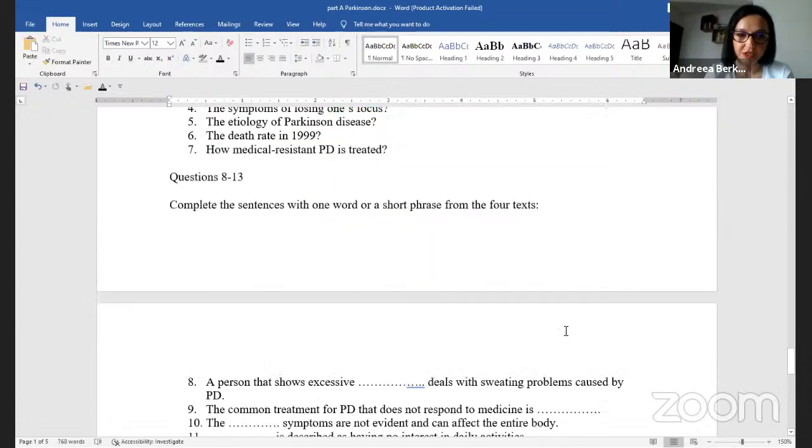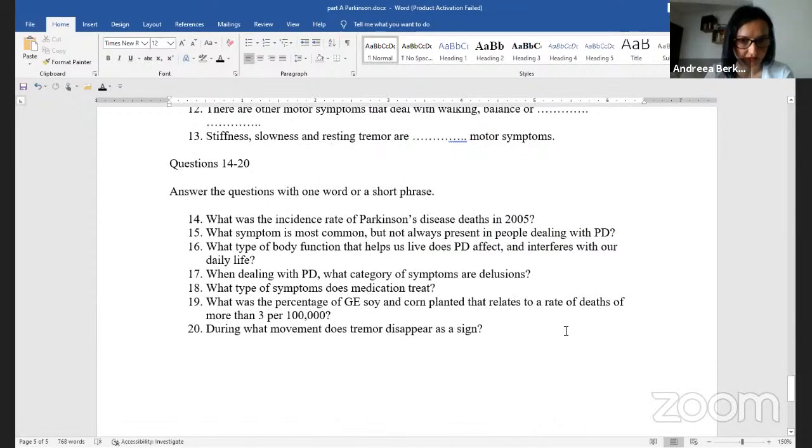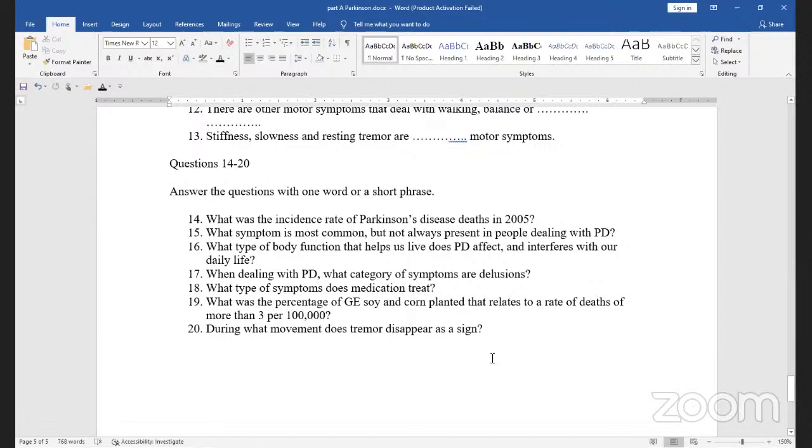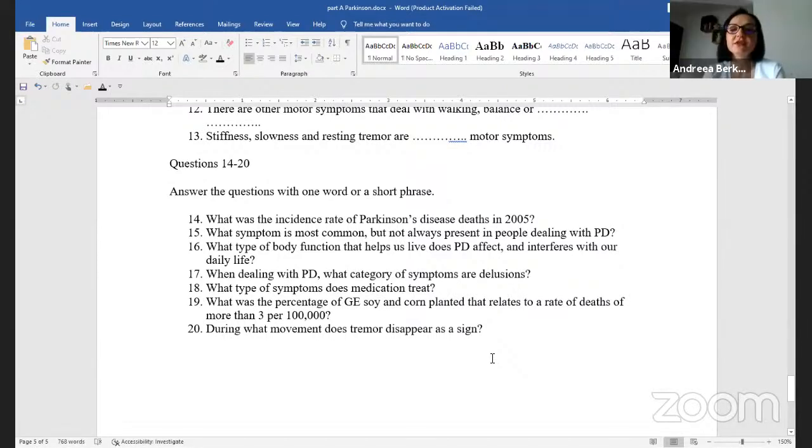Question 19, I think. Yes. Okay. What was the percentage of genetically engineered soy and corn planted that relates to a rate of deaths of more than 3 per 100,000? We have 3 per 100,000. You had question 14, where the answer was 3 per 100,000. And now you also have the word percentage.